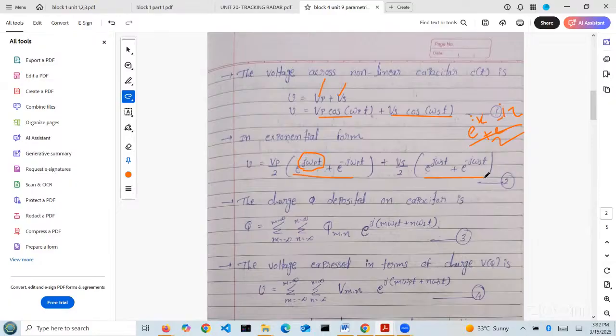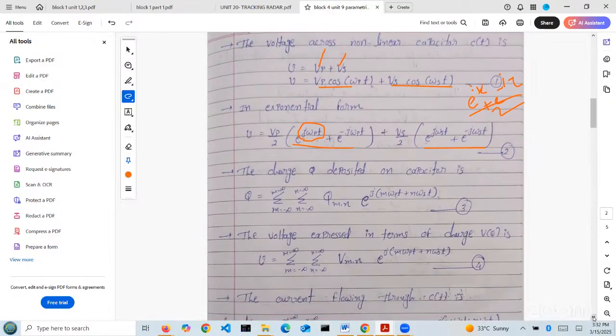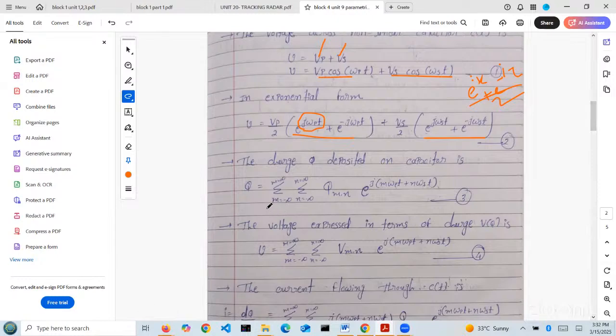Next I am writing charge. I am concentrating on the capacitor charging and discharging. First, the capacitor is charging. If the charge on the capacitor is represented with Q, Q equals sigma m minus infinity to plus infinity, Q of mn e power j (m times omega p plus n times omega s) t. This is the charge equation. The same equation is represented in terms of voltage.